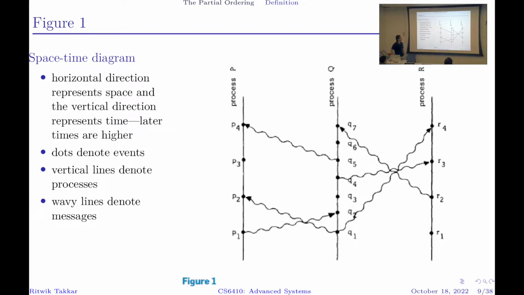All right, so here's a space-time diagram. Now, this is apparently not the traditional way space-time diagrams are shown, because the way Lamport shows it, time goes from bottom to top, and the horizontal direction represents space. So dots are events, vertical lines are processes, and wavy lines are messages. So let me just ask some questions. You have here the dot, this event P1. What can you say about P1 and R4?